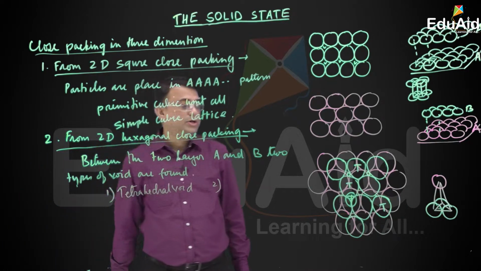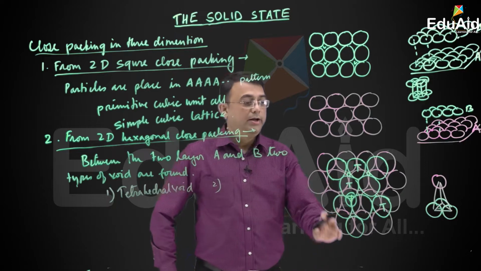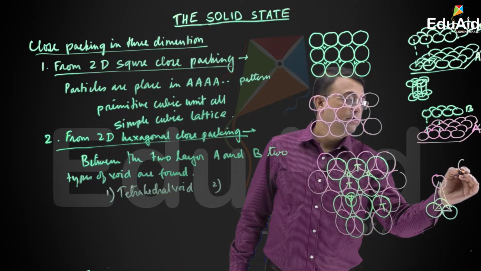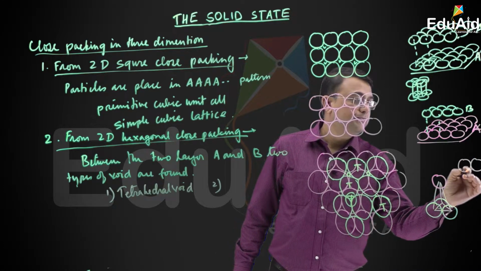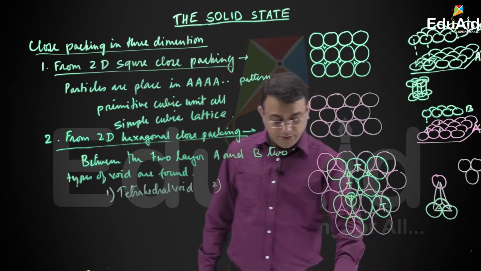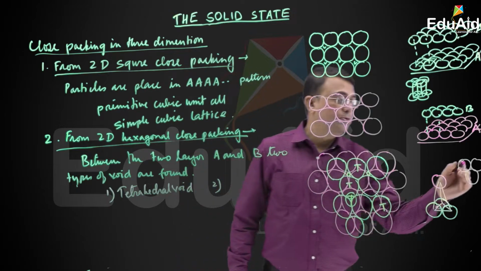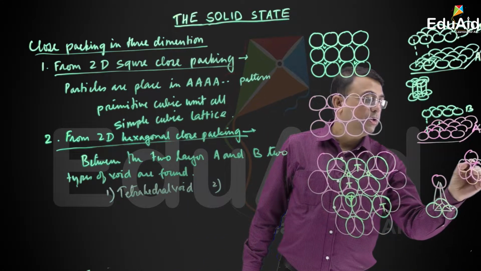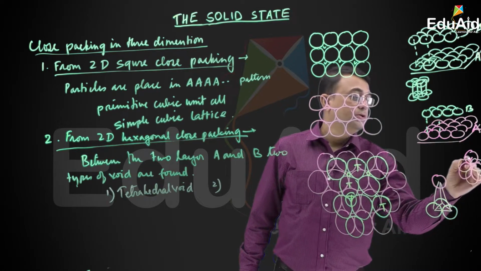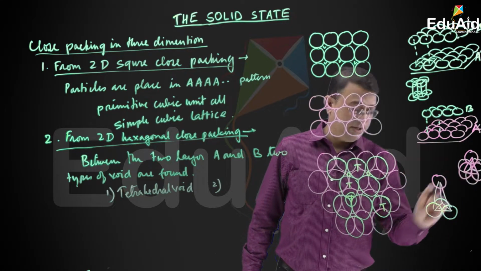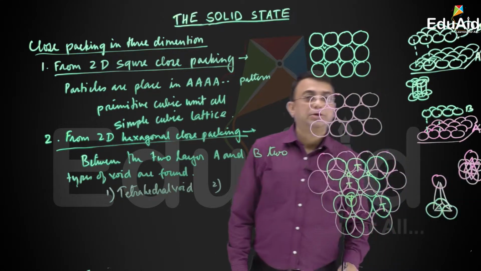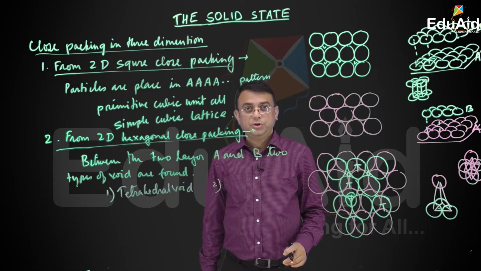Now the next type of void. You will find that there is a void, and these are three particles. This is one void which is not covered by either layer. It is a void actually in both layers. So it is a triangular void. They are pointing opposite to each other. Have you seen this? These are two triangular voids which are pointing opposite to each other.